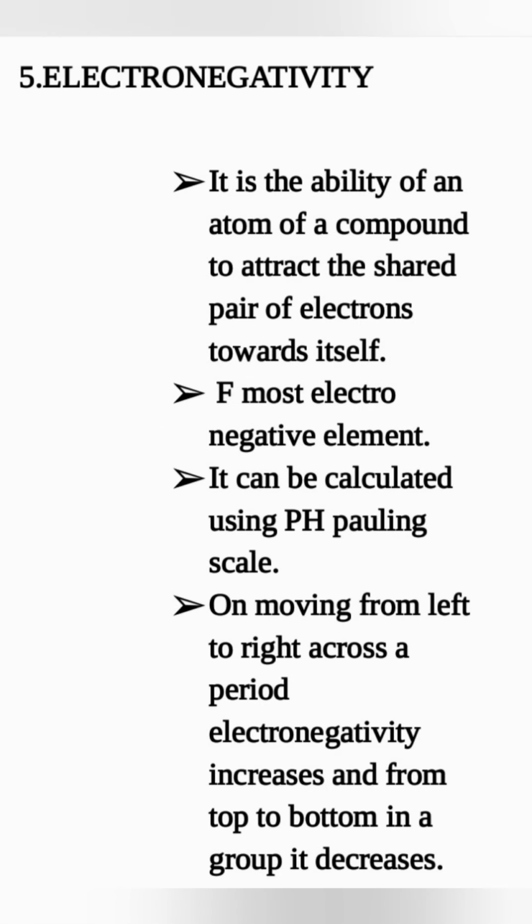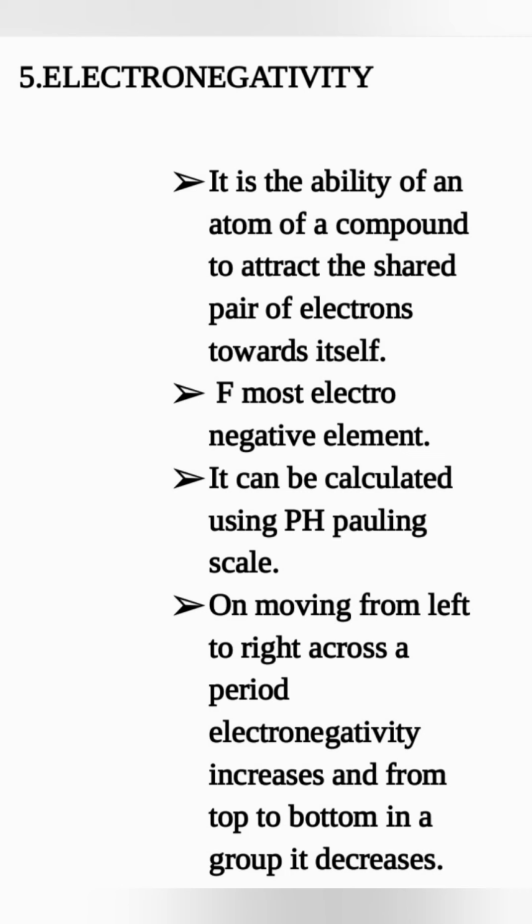And we have the last periodic property, that is electronegativity. What do you mean by electronegativity? It is defined as the capacity of an atom to attract the shared pair of electrons towards itself. The capacity or ability of an atom in a compound to attract the shared pair of electrons towards itself is known as electronegativity.